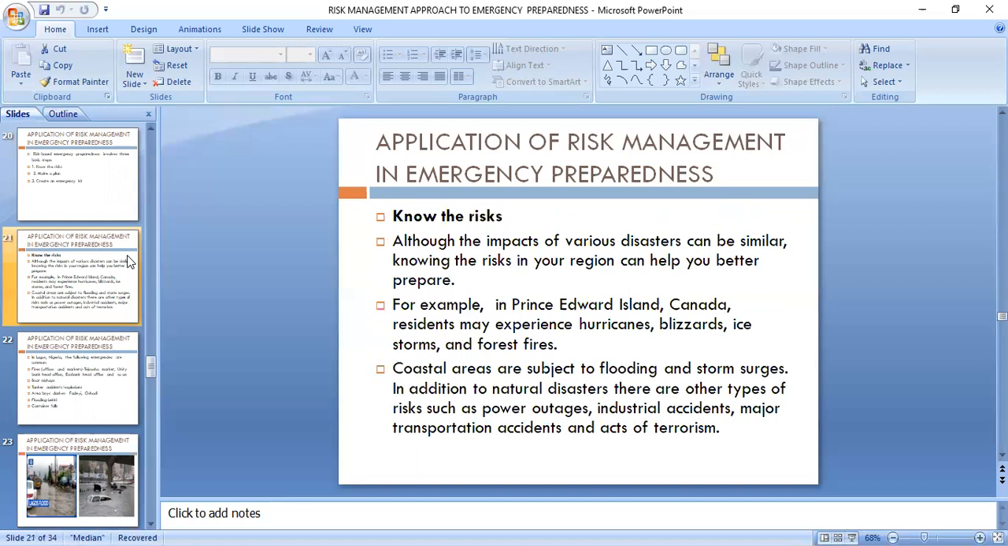For example, in Canada, there was a case study, Prince Edward Island. So people did the hazard map, they discovered that the island is exposed to hurricanes, blizzards, ice storms, forest fires, right, flooding and storm surges in coastal areas. So they'll be able to identify that. So you know the risk.